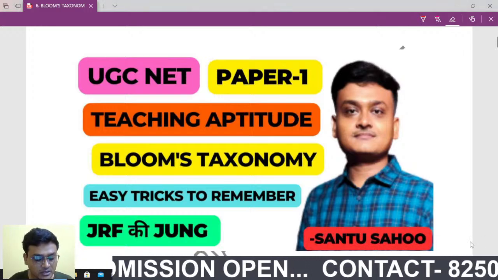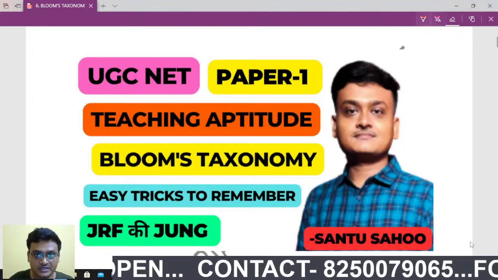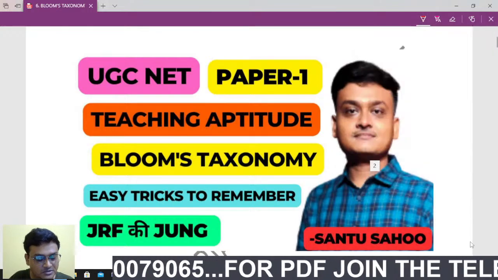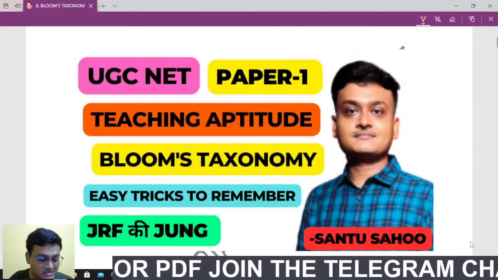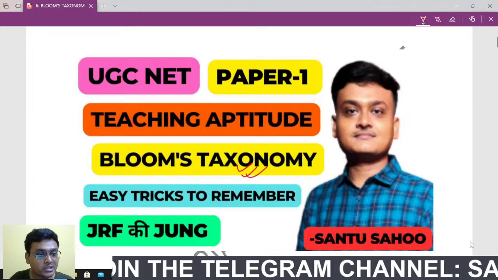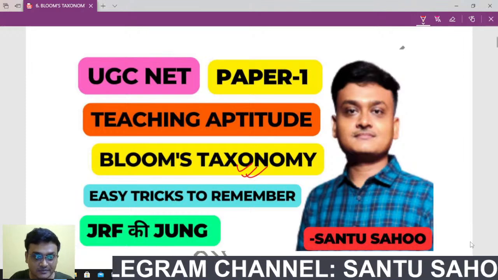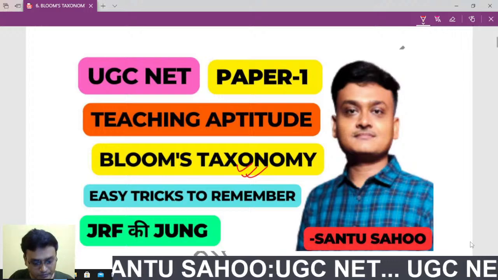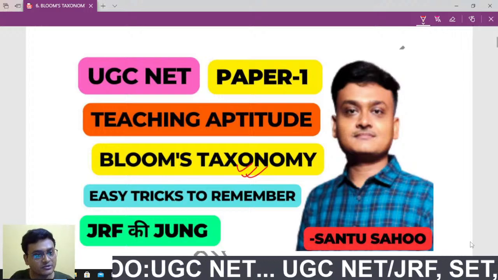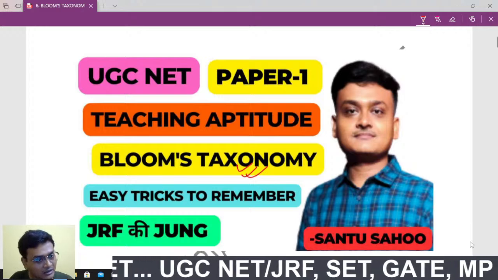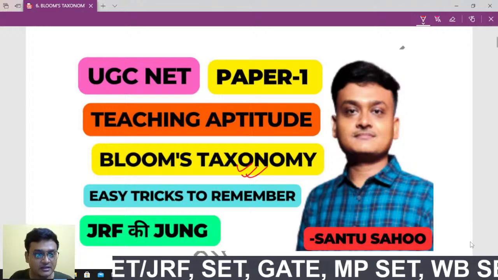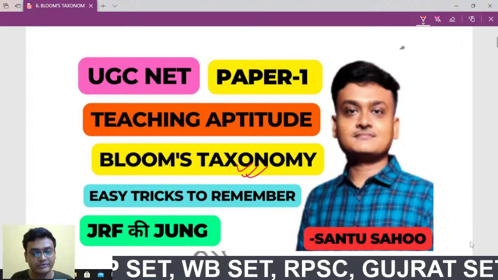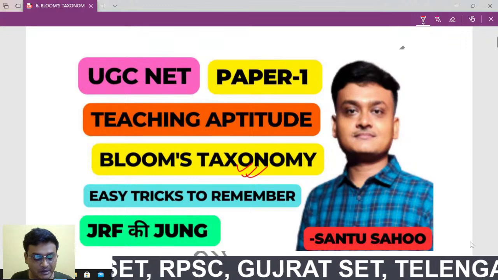An important topic, that is Bloom's taxonomy. In every exam, you will get one question from Bloom's taxonomy, and this is the most important topic from teaching aptitude. I have found, and even my students have informed me, that after analyzing previous year questions, each time they are giving questions from Bloom's taxonomy. That's why it is a very important topic from the perspective of the UGC NET Paper 1 exam.